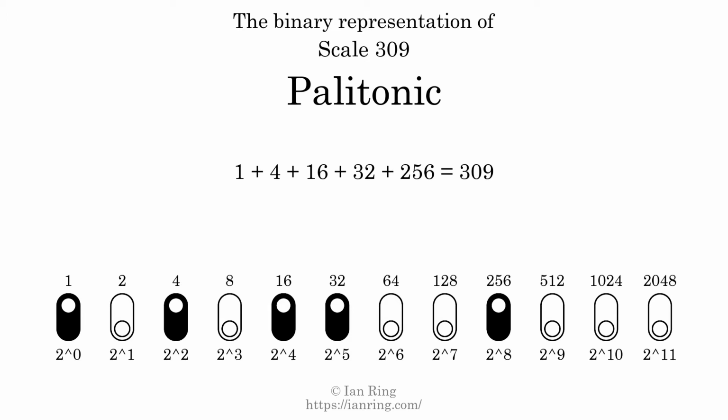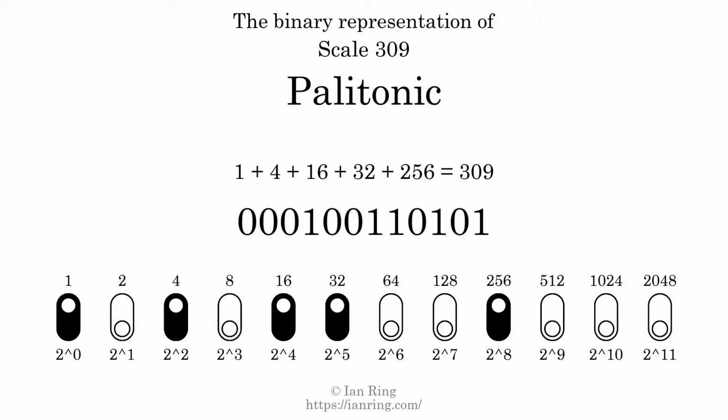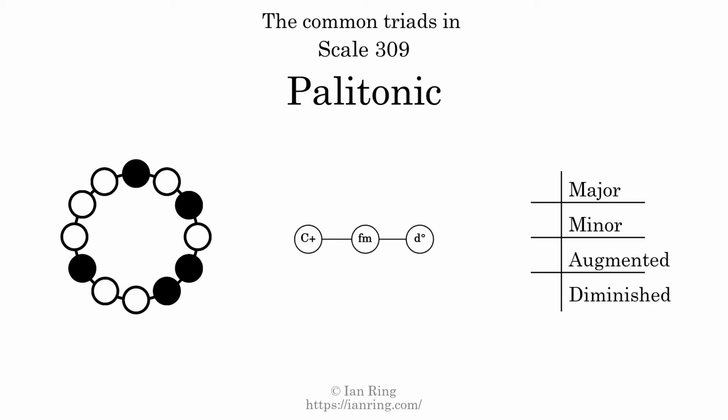The scale number not only enumerates the scale with a unique index, but it also literally describes the tonal content of the scale. Represented as a binary number in base 2, the scale number is 0001001101101. Here are the common triads present in this scale.